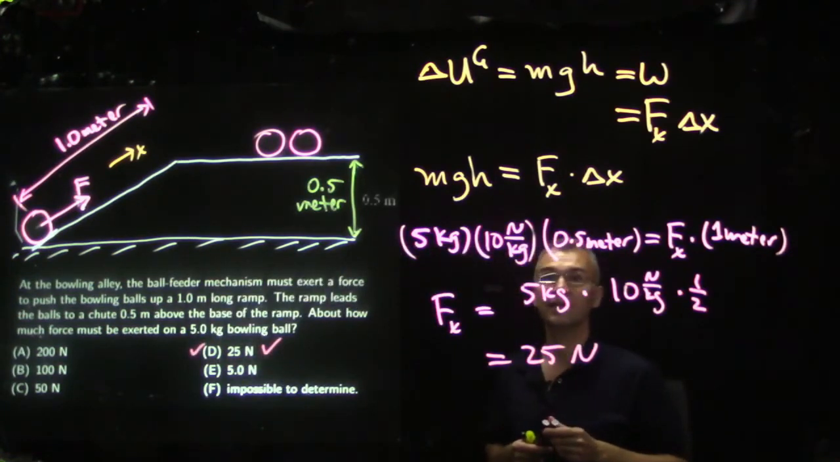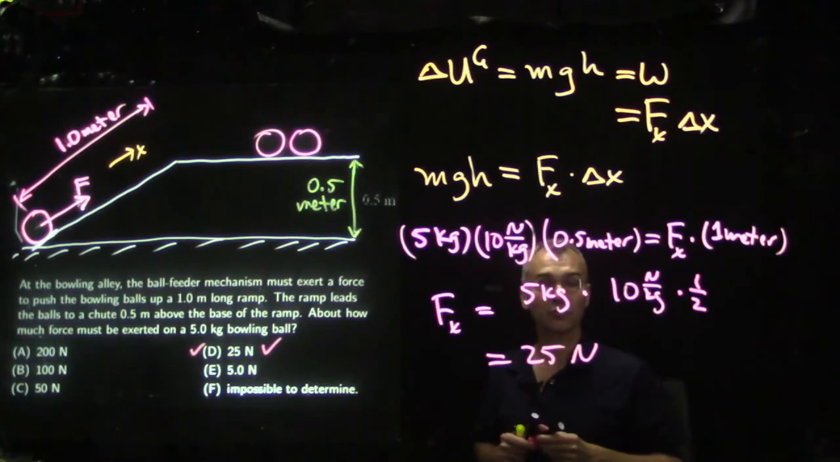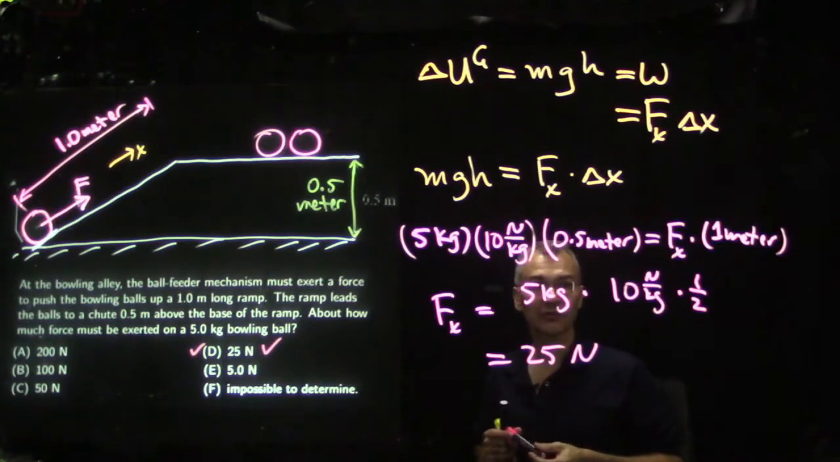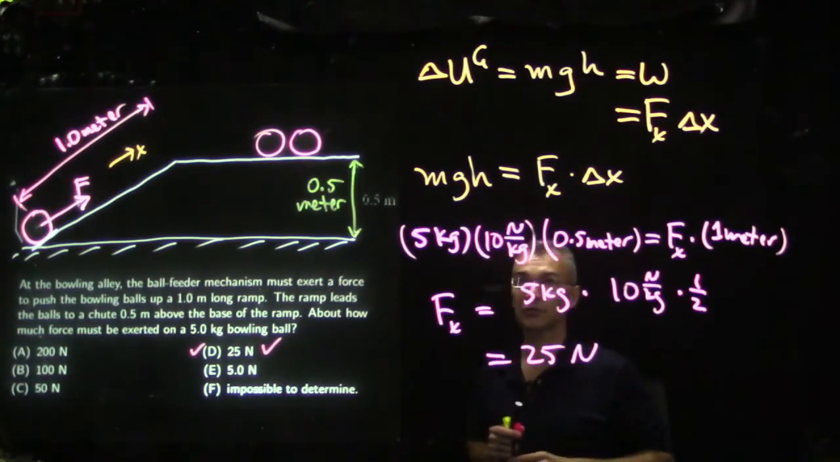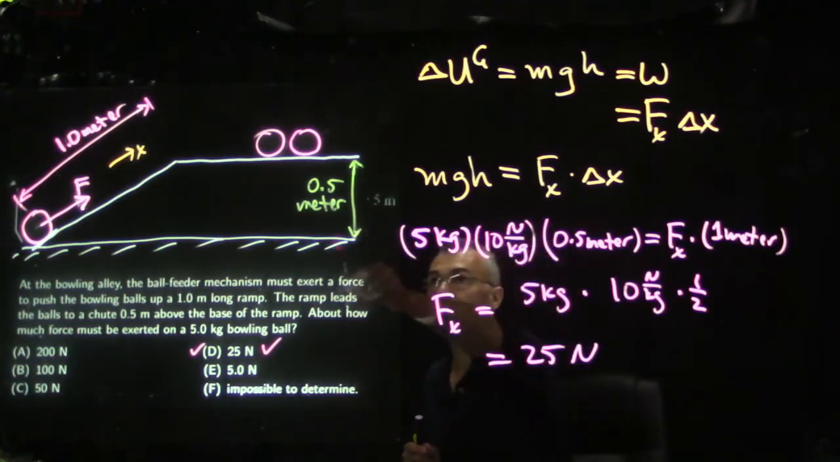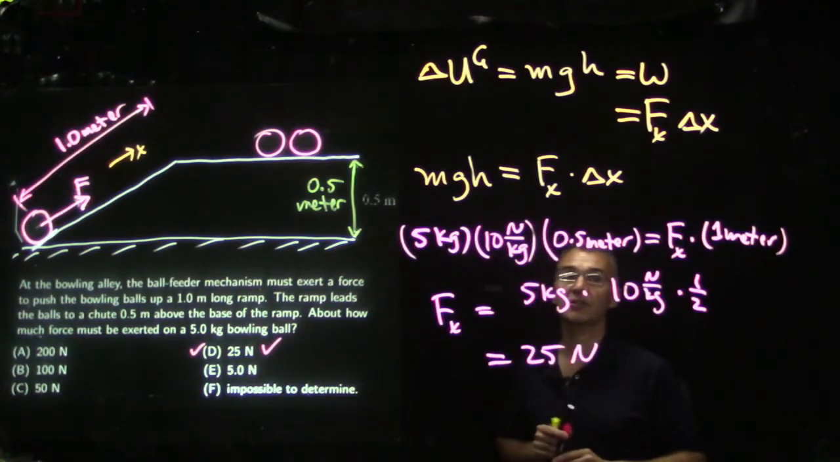Let's just check that. 25 newtons times 1 meter is going to be 25 joules of work. And then 5 kilograms times g, so that's 50, and then times a 1/2 meter, that's going to be 25 joules increase in gravitational potential energy. Okay, so 25 joules of work results in 25 joules of increased gravitational potential energy.